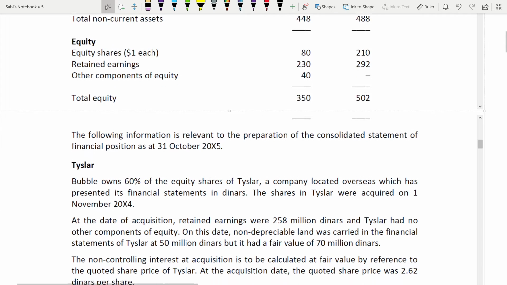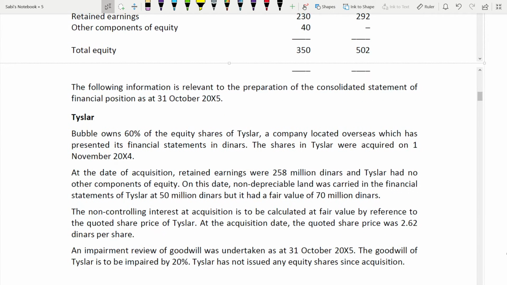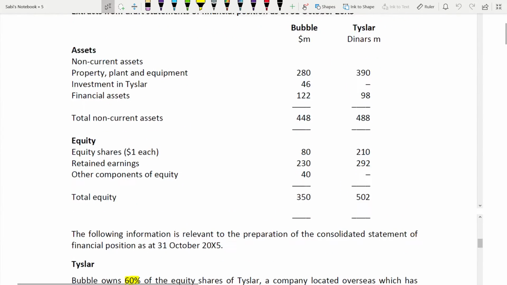So now, let us read the Tesla part. Bubble owns 60% of equity in Tesla. That means it's a subsidiary, a company located overseas, which has presented its financial statements in dinars. As you can see here, looking at the financial statements, Tesla is presented in dinar.